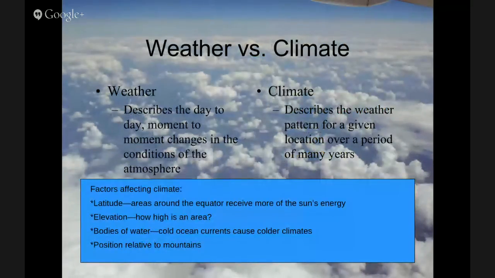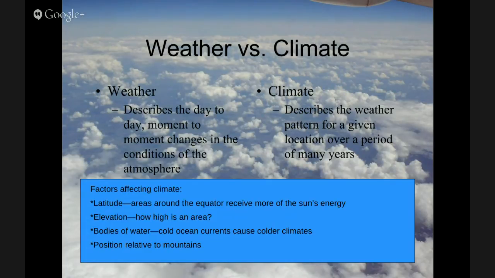Weather versus climate. All right, so weather describes the day-to-day, moment-to-moment changes in the conditions of the atmosphere. Climate describes weather patterns for a given location over a period of many years. Okay, so factors that can affect this long-term climate.